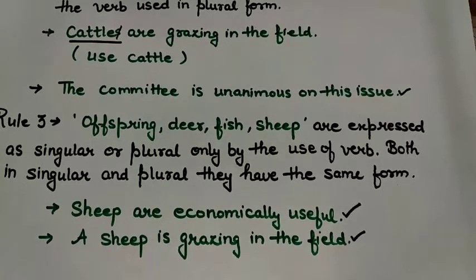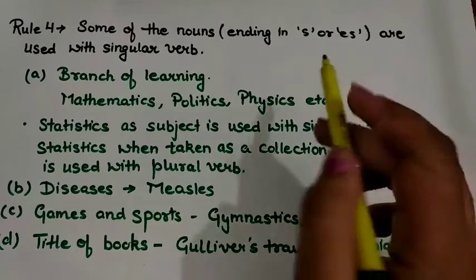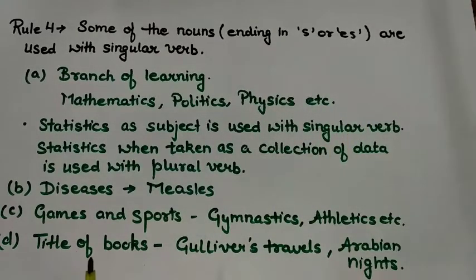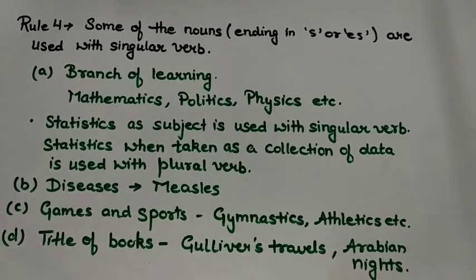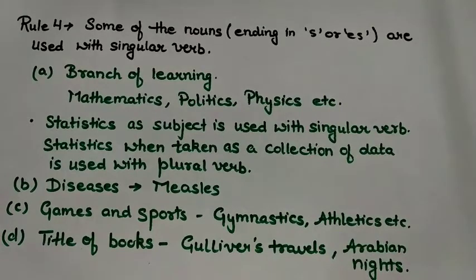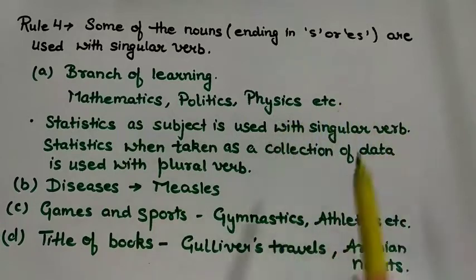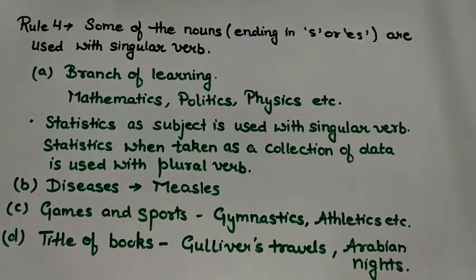So we can say that both in singular and plural they have the same form and the use of verb will decide the number. Rule number 4 says, some of the nouns ending in s or es are used with the singular verb. Now, because we know that we consider words ending with s or es as plural, so we should use a plural verb with them. But some of the nouns are used with a singular verb. Let us try to see a few words like this. When we discuss branches of learning like mathematics, politics, physics, etc., we use singular verb with them.